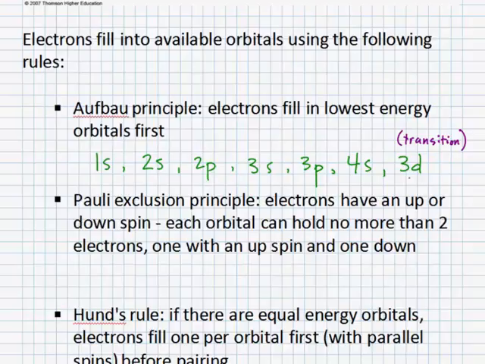The Pauli exclusion principle is that electrons will have an up or a down spin. Okay? And spin is another sort of weird quantum mechanical thing.